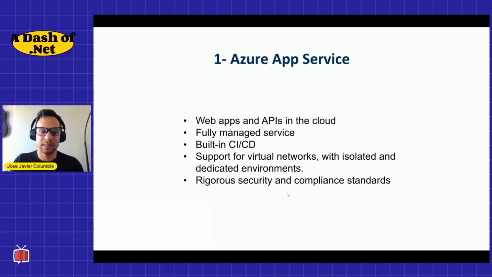App Service is a fully managed service for web apps and APIs in the cloud, with built-in CI/CD. And for enterprise, you have support for built-in networking and isolated, dedicated environments, if you need that for security and compliance standards. So basically, App Service is the go-to for Blazor applications.